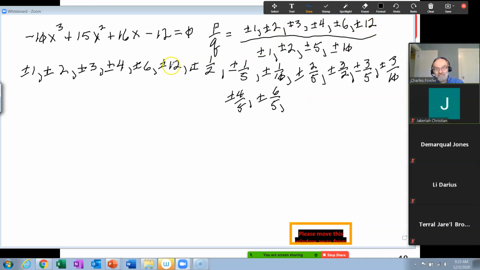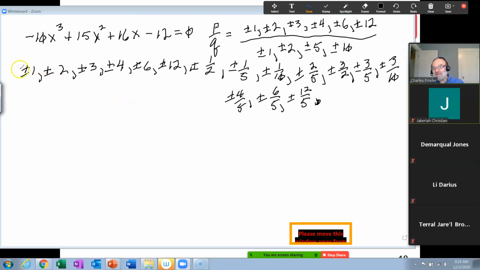12 over 1 is 12. We've done that one. 12 over 2 is 6. We've done that one. 12 over 5 we haven't done. Plus or minus 12/5. This is not the best way to do it, but just make sure you get them all. And plus or minus 12 over 10, that would be 6 over 5. We've already done that one. So there we have it, folks. That's only 2, 4, 6, 8, 10, 12, 14, 16, 18, 20, 22, 24, 26, 28, 30, and 32 to check. Okay, let's hope we don't have to go that far.